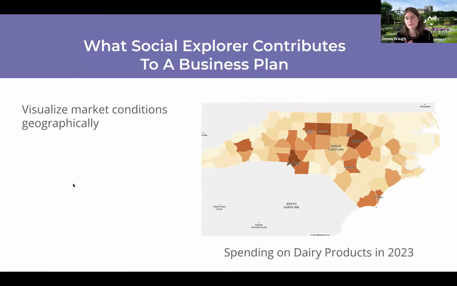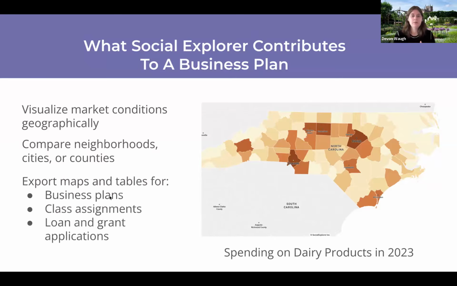So the benefits of what this contributes to a business plan are being able to visualize those market conditions through potentially expenditure data, compare neighborhoods, cities, or counties. This data on spending is at a county level, so I can't get down to a census tract, but it does give you a nice overview and bird's eye view of the state.